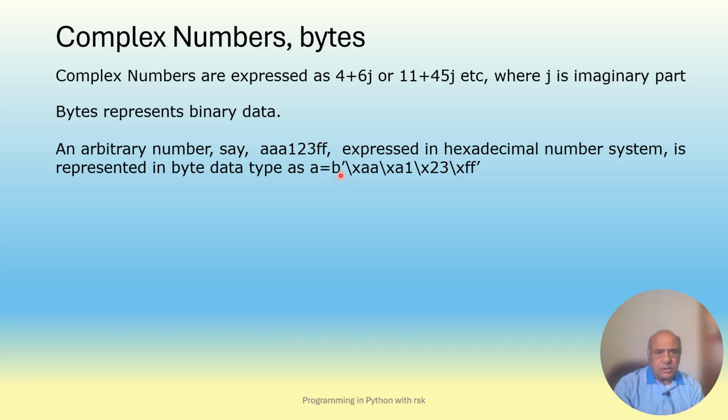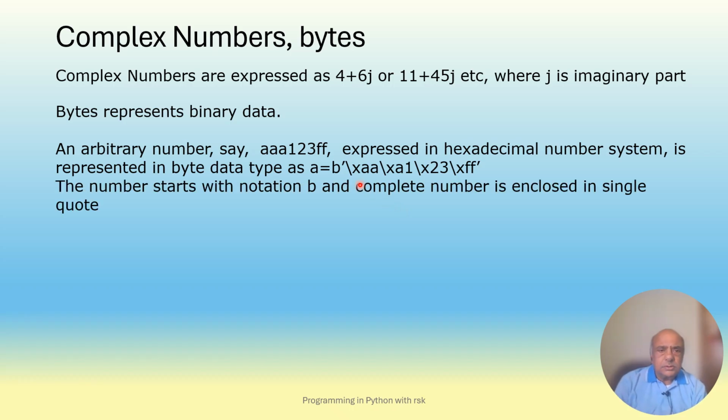b stands for bytes, byte data. Then there is a \xaa\xa1\x23\xff. This x here stands for hexa number, hexadecimal number. The number starts with notation b and the whole number is enclosed in single quotes. We can see here this is a single quote, and at the end of the number it's a single quote.